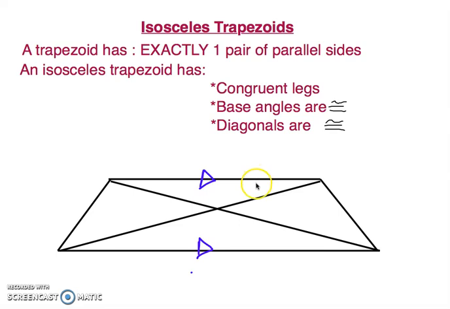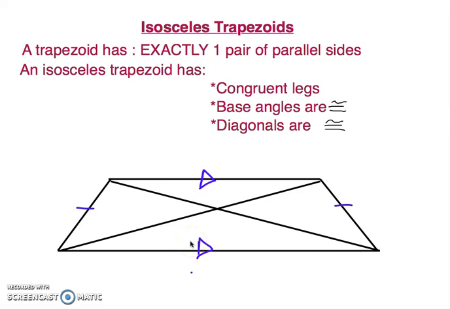Even more specific, an isosceles trapezoid has congruent legs. So the legs are the two sides that connect the sides that are parallel. So here would be one of your legs, and here would be the other leg. One thing to keep in mind, on top of these legs being congruent, is that the two sides that are parallel are not going to be your legs.